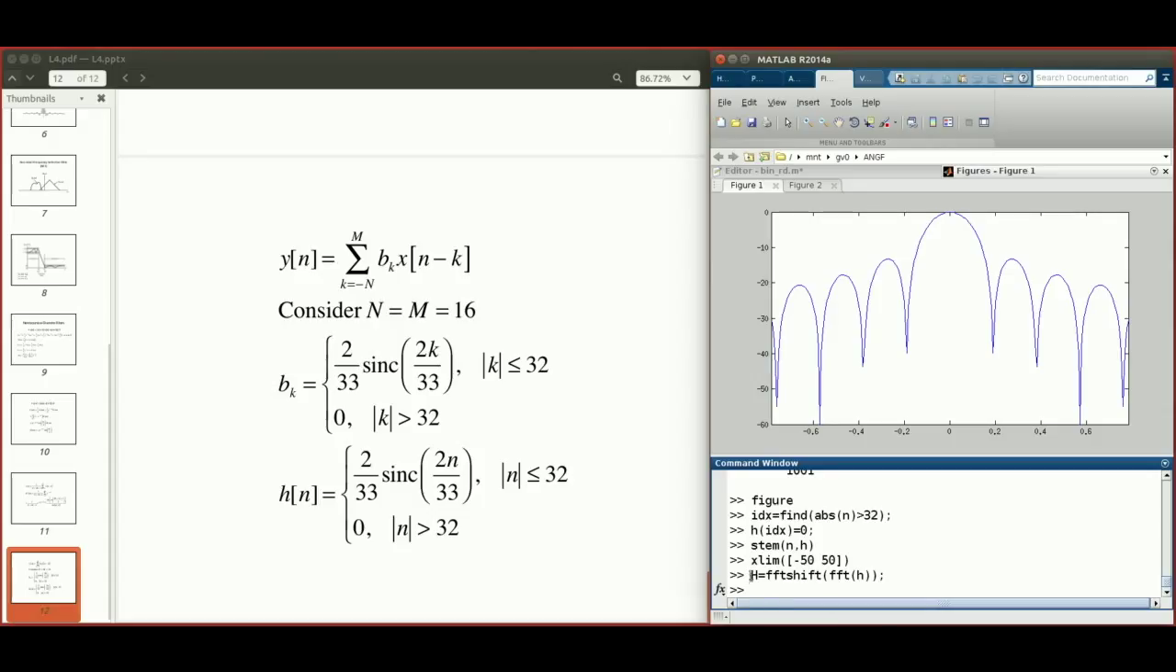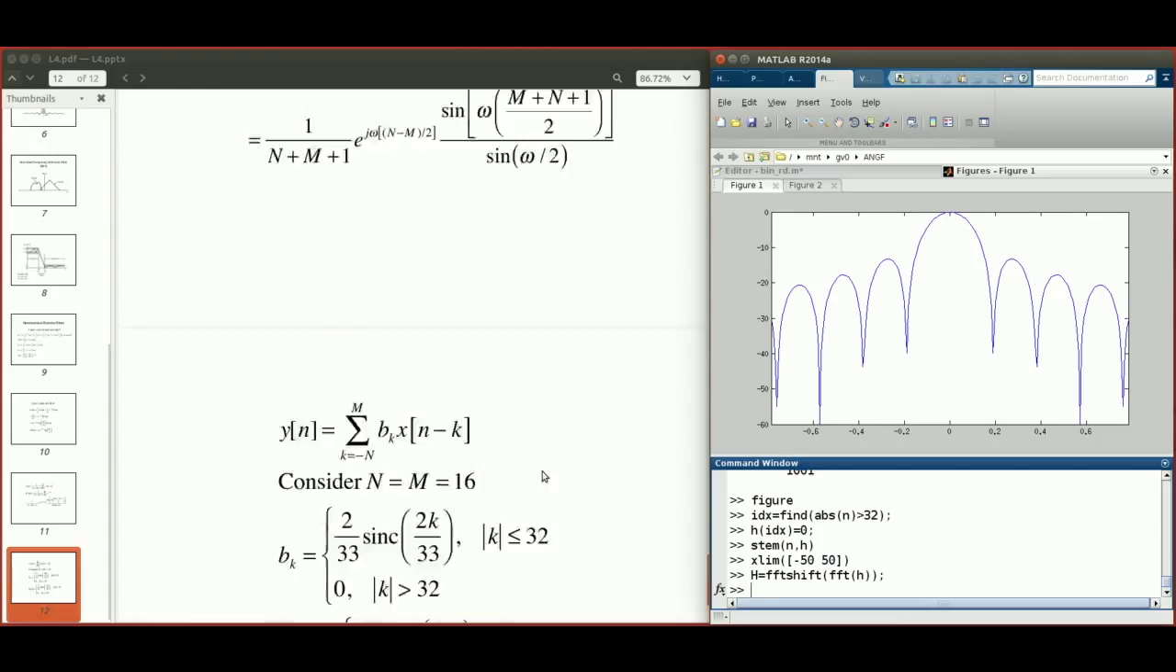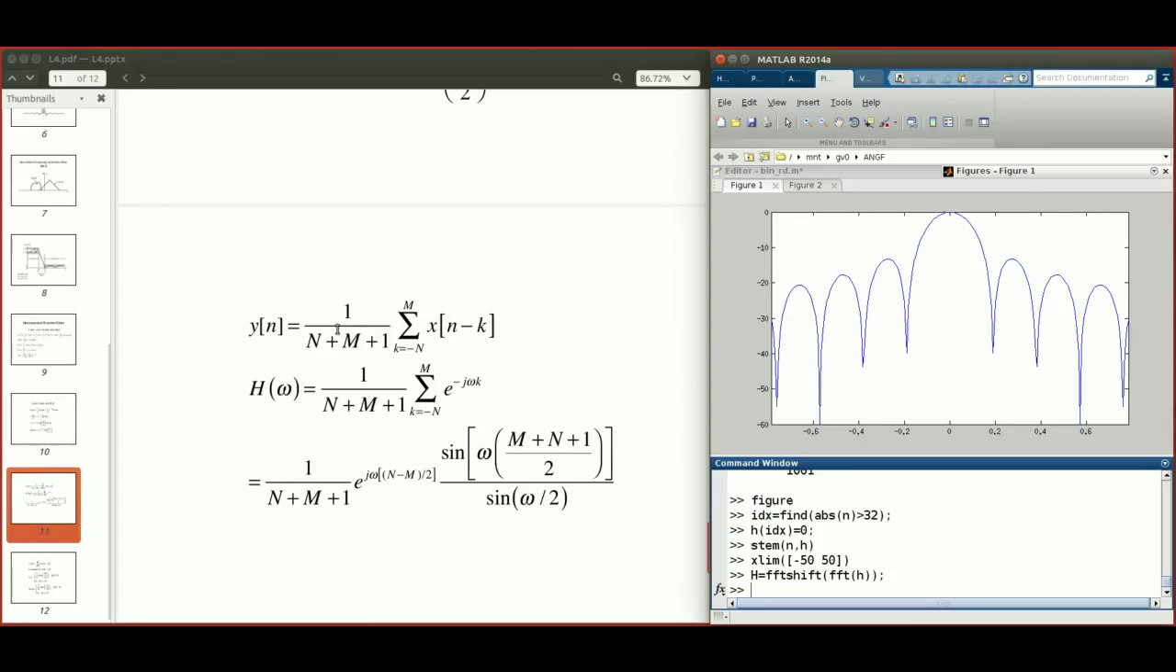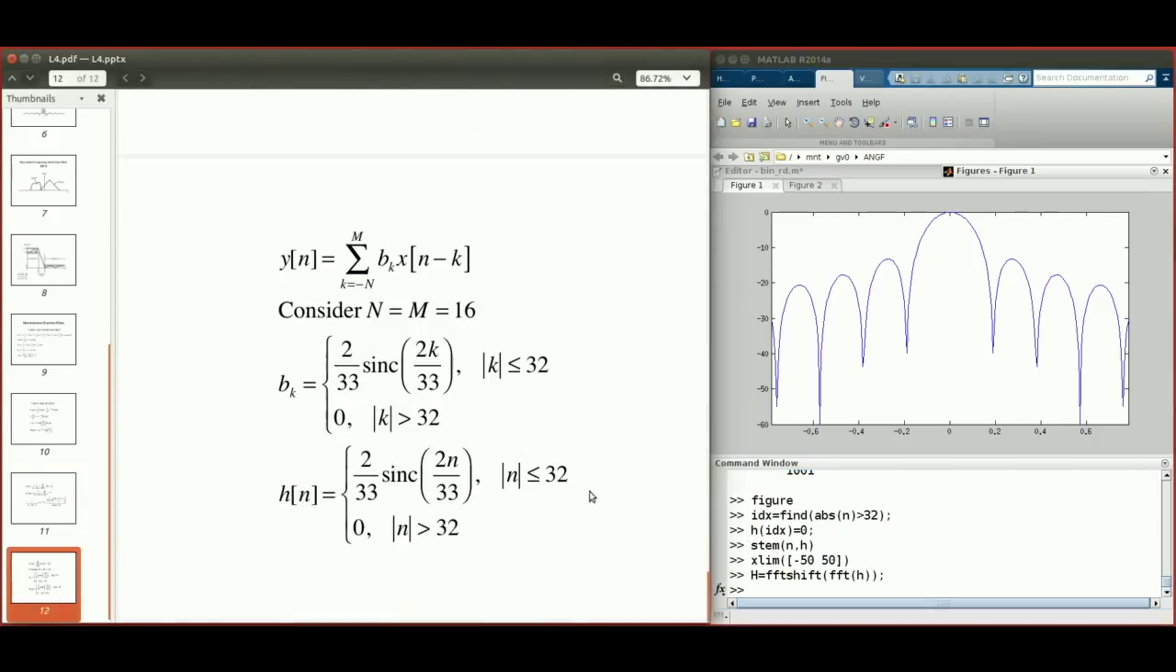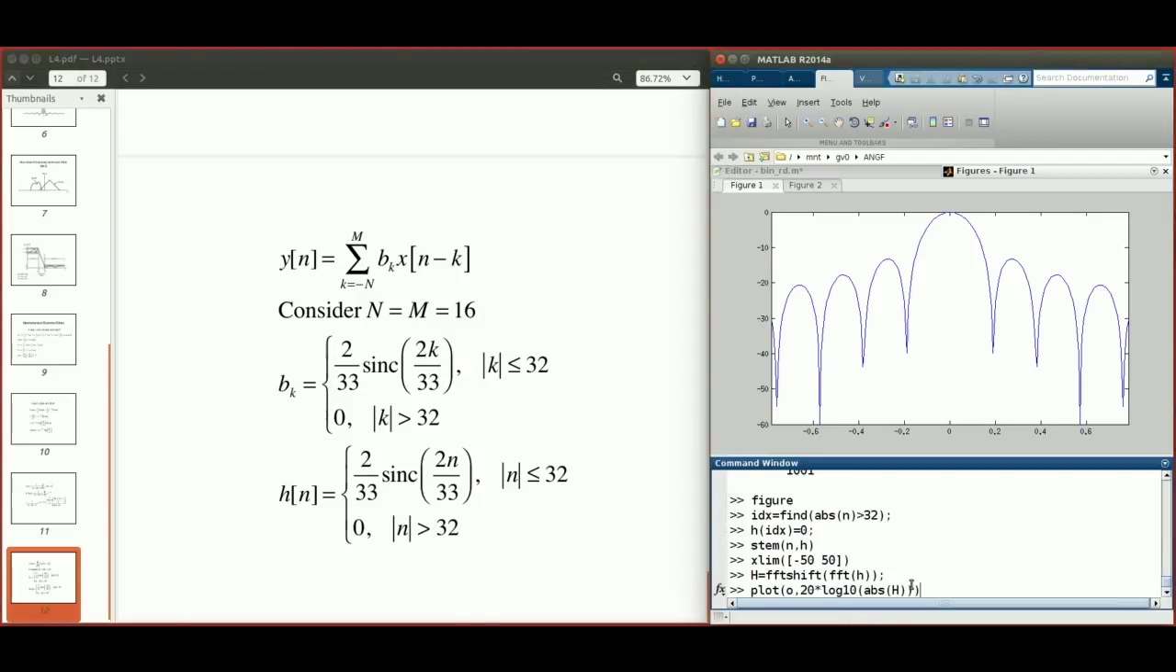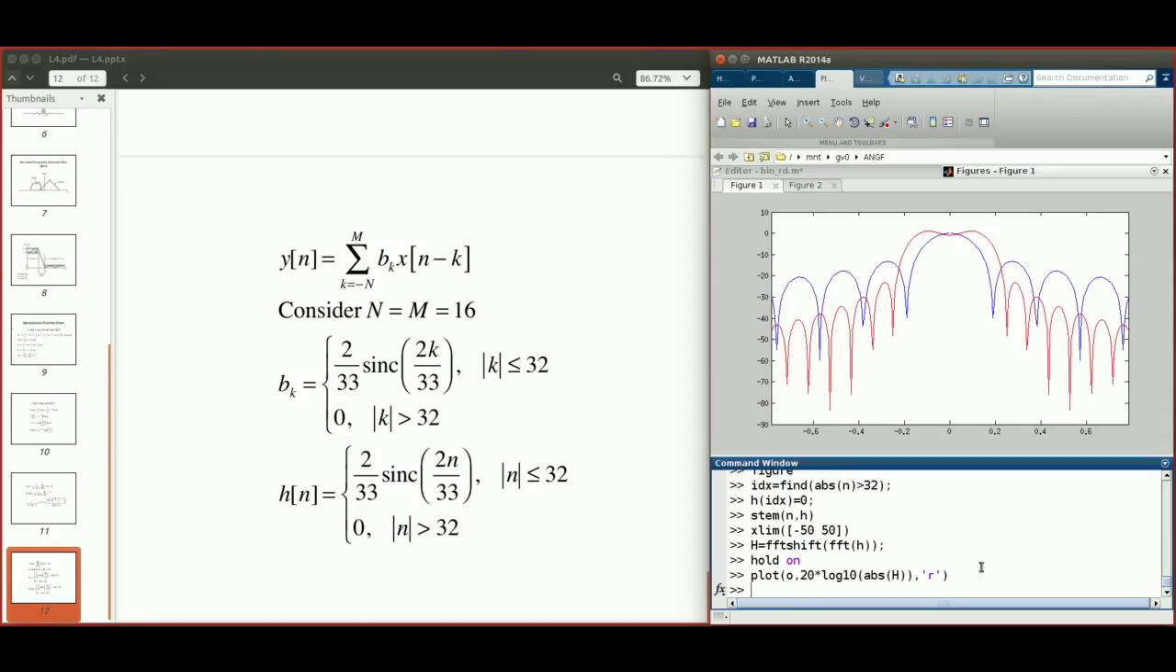So now let's make a plot of this big H, and then we're going to compare it with the gain of the equal weight moving average, also with 32 points. Let's compare the gain for these two different functions. Let's plot 20 times log10 of abs big H, but this time let's use red. I still need to hold on to the old figure and then plot this. Again, the vertical axis is in dB now.